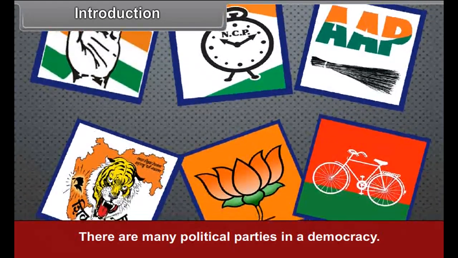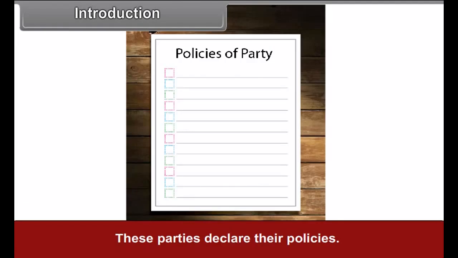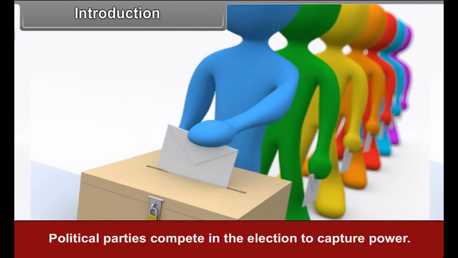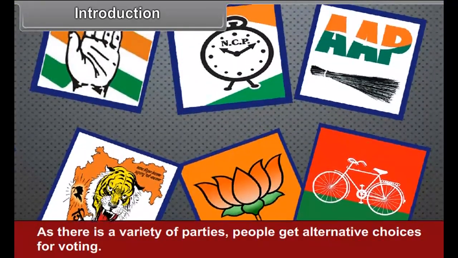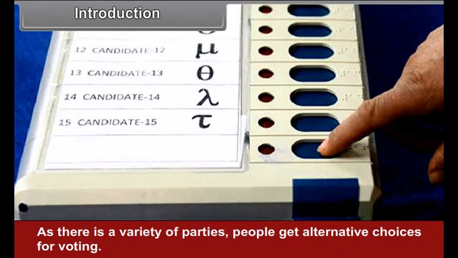There are many political parties in a democracy. These parties declare their policies. Political parties compete in the elections to capture power. As there is a variety of parties, people get alternative choices for voting.